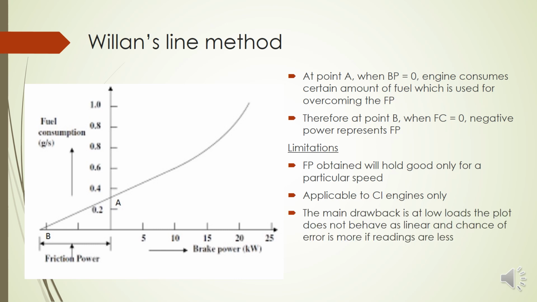And the main drawback of this method is at very low loads. This plot will not be linear, so it will have some non-linear nature, and if you fit a straight line there is a chance of errors. If it is not at all linear, we will not be able to get a good straight line, and this intercept will be wrong. So that is the main drawback of Willan's line method. At low load this method will not hold good.